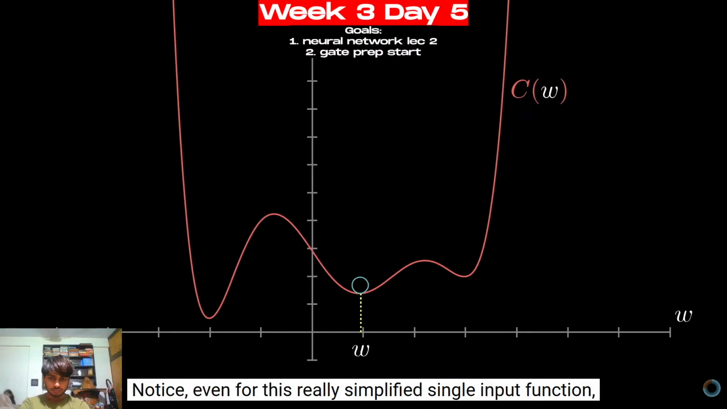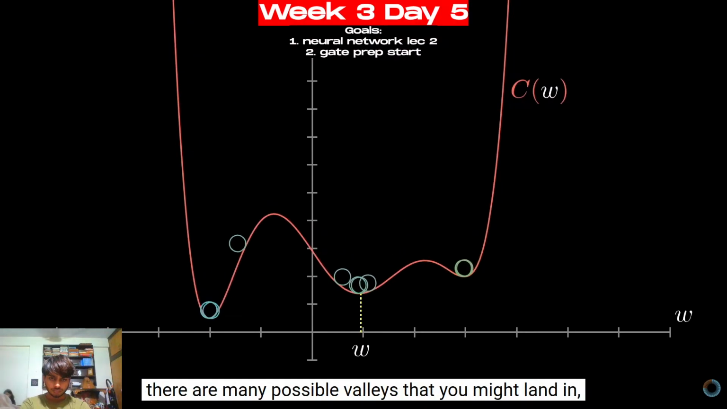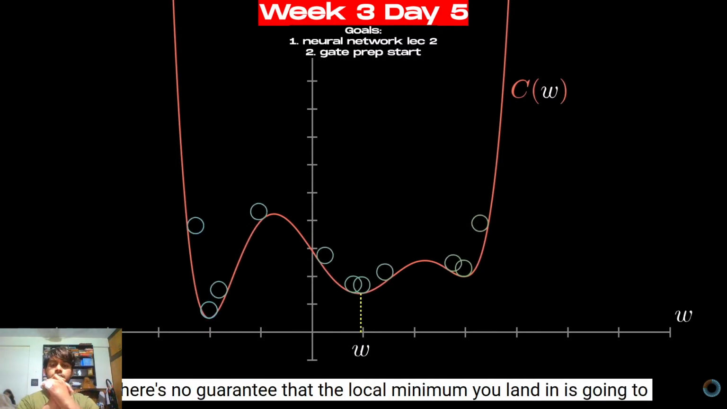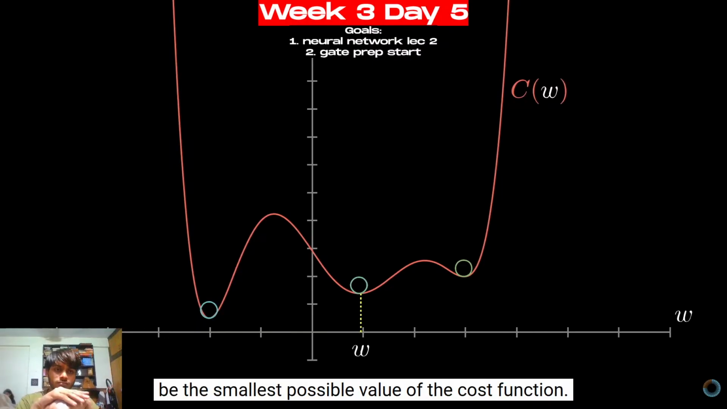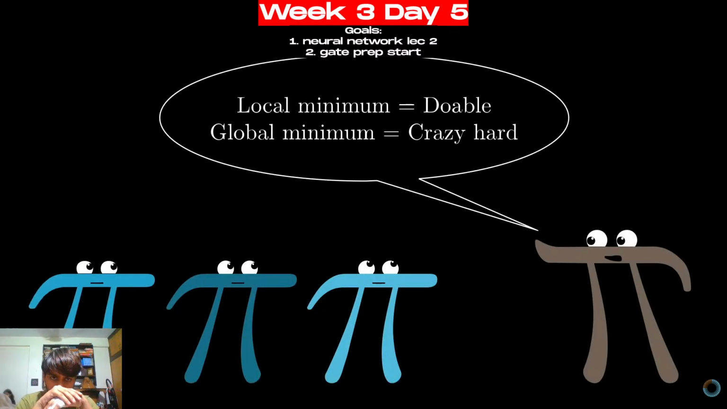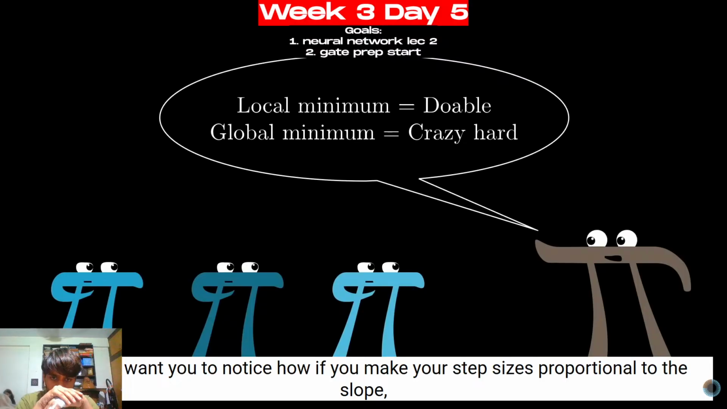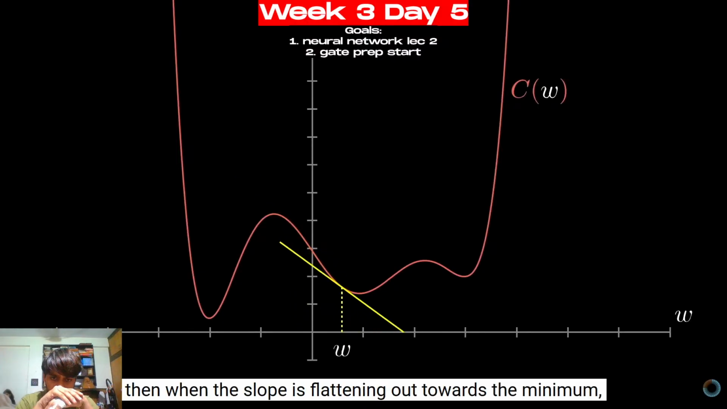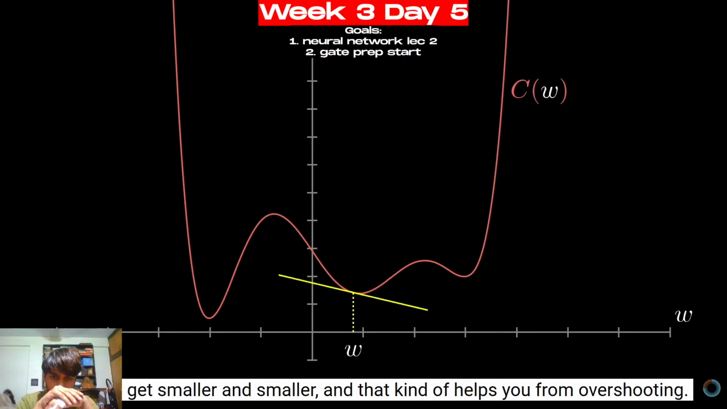And notice, even for this really simplified single input function, there are many possible valleys that you might land in, depending on which random input you start at. And there's no guarantee that the local minimum you land in is going to be the smallest possible value of the cost function. That's going to carry over to our neural network case as well. And I also want you to notice how if you make your step sizes proportional to the slope, then when the slope is flattening out towards the minimum, your steps get smaller and smaller, and that kind of helps you from overshooting.